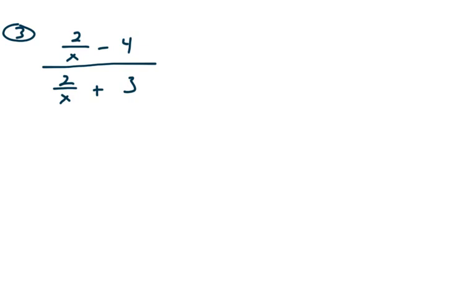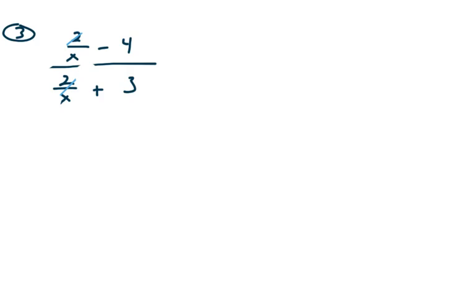Number 3 here, 2 over x minus 4, all over 2 over x plus 3. Now, like I said in the first video, 2 over x and 2 over x, while they are like terms, they're exactly the same, they do not cancel each other out because they are not common factors. So we can't just make this -4 over 3 and be on our merry way. It does not work that way, so we can't get rid of those 2 over x's just because they're common factors.